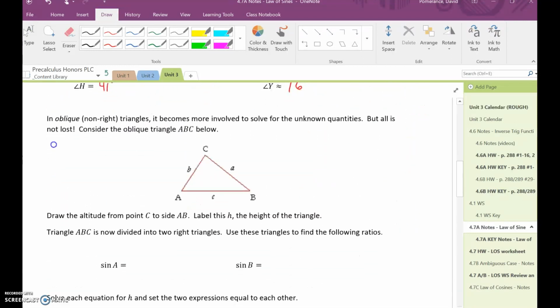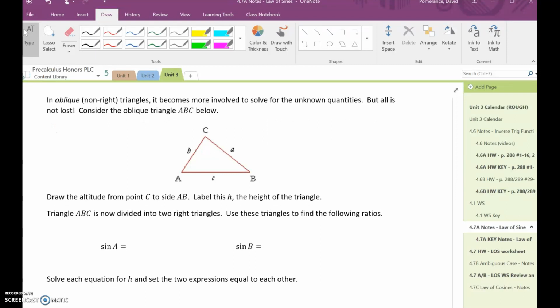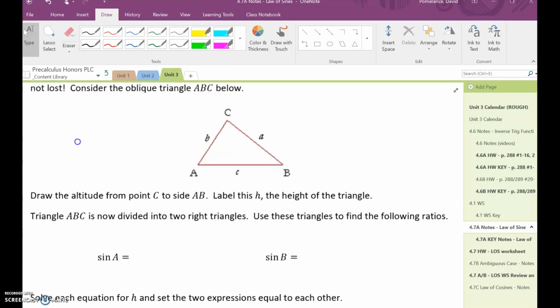What happens if the triangle is not right? That's a special name called oblique. And we cannot use SOHCAHTOA on here because SOHCAHTOA only works for right triangles. So we're going to try to figure out how to deal with your generic oblique triangle.